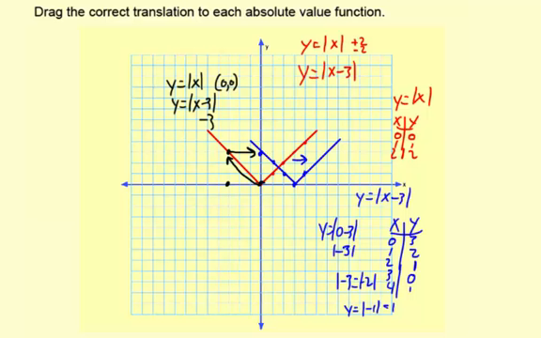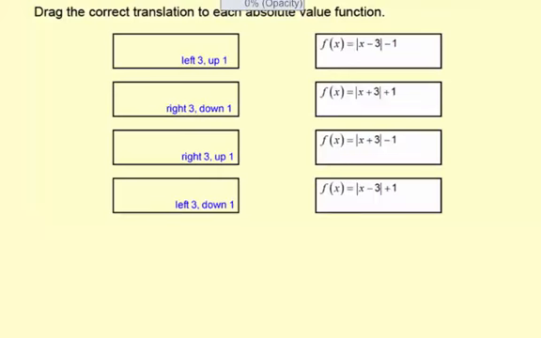So this type of thinking is very complicated for some people. So if this doesn't really make sense for you, that's okay. I mean, if you don't see graphically, hopefully the table at least works for you. Okay, now let's apply this thinking to the problem at hand here. So we'll fade that out. Okay, drag the correct translation to each absolute value function.